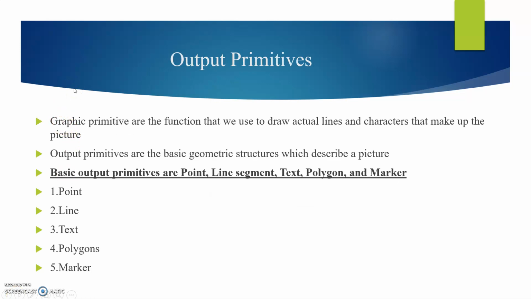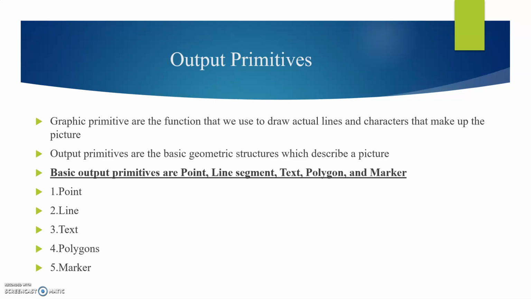Then start with output primitives. Graphic primitives are the functions that we use to draw actual lines and the characters that make up the picture. These functions provide convenient method to application programmer for describing pictures. Output primitives are the basic geometric structures which describe a picture. The basic objects out of which a graphics display is created are called output primitives.